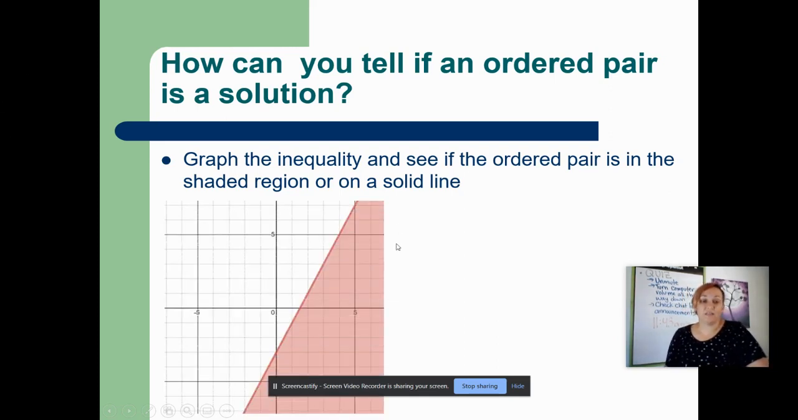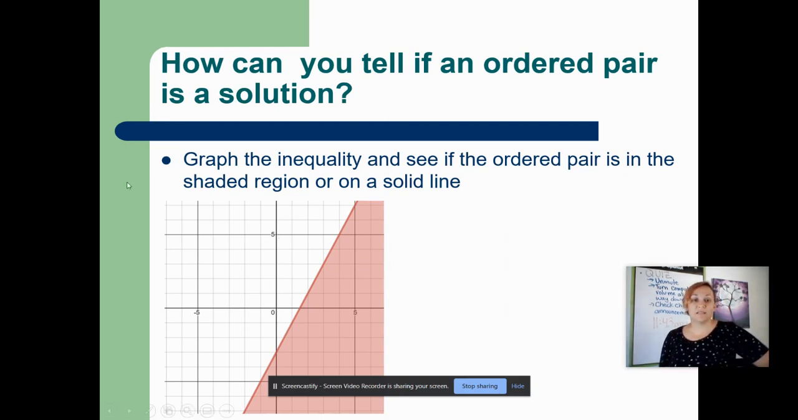In this example, anything in the red shaded area is a solution to this problem. For instance, the ordered pair 5, 0 right here would be a solution. Or up here, 5, 5 is a solution. Anything in the white area is not considered an answer. It's not a solution. So the origin is not, 0, 5 is not.